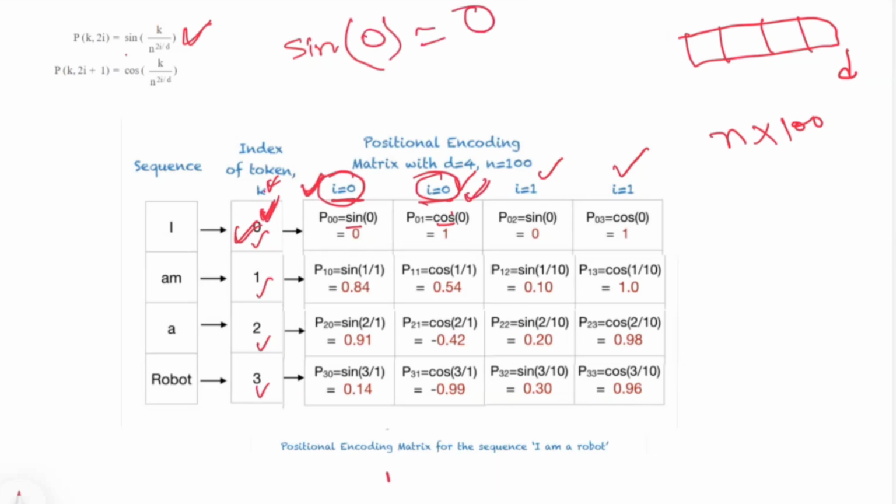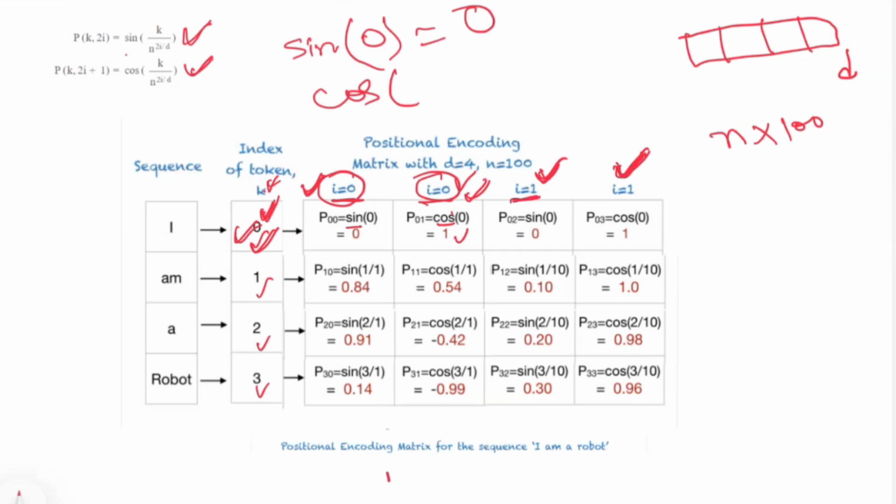At the second position, cosine of k divided by n to the power 2i divided by d. So k is again 0. So again cosine 0 equals 1. Now this is the first position. This is the first position for the even, and this is the first odd position.